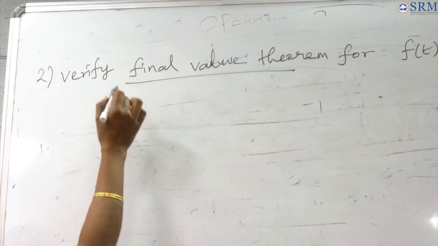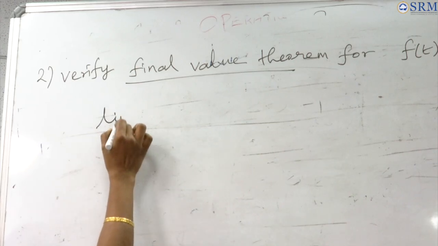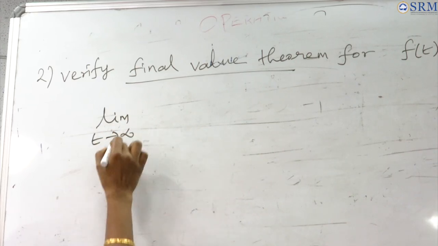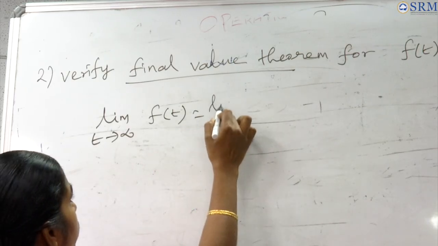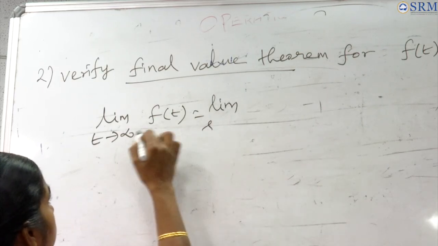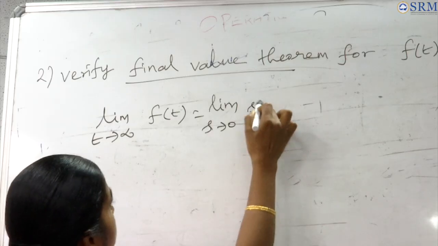So once again I write the final value theorem statement. Limit t tends to infinity, f of t is equal to limit s tends to 0, s into F of s.